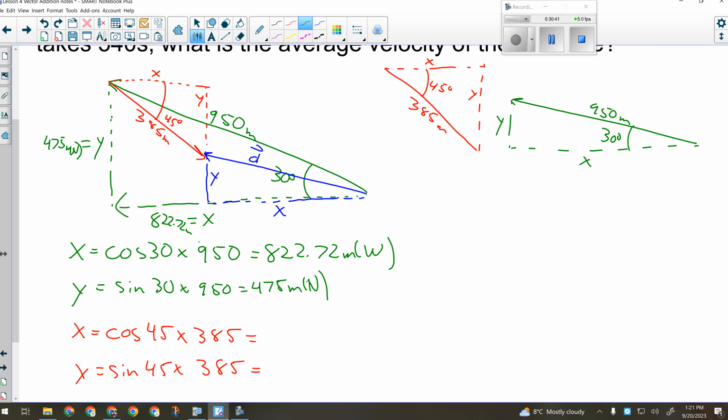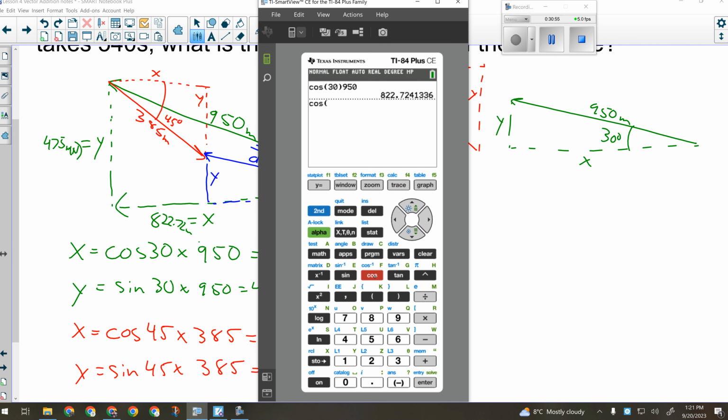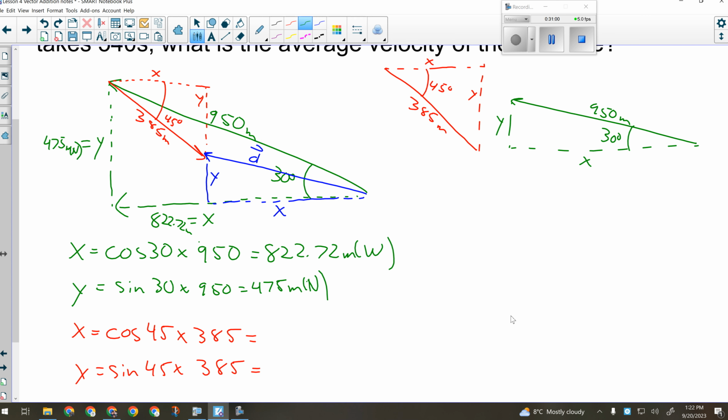Okay, and now I want to do the red triangle. Now the red triangle is easy because it's a 45-degree angle and both sides will be the same, right? They'll be equal because it's a 45-degree triangle. So I only have to do this calculation once. Cos of 45 times 385 gives me 272.2 meters east and 272.2 meters south.